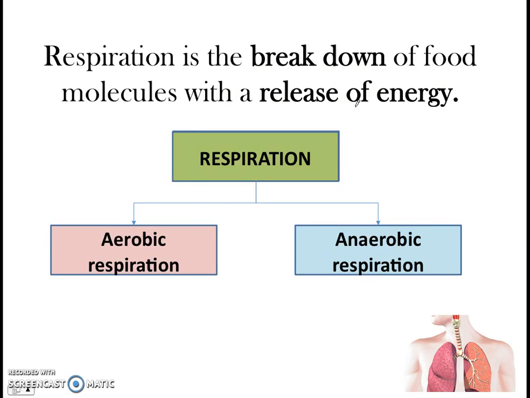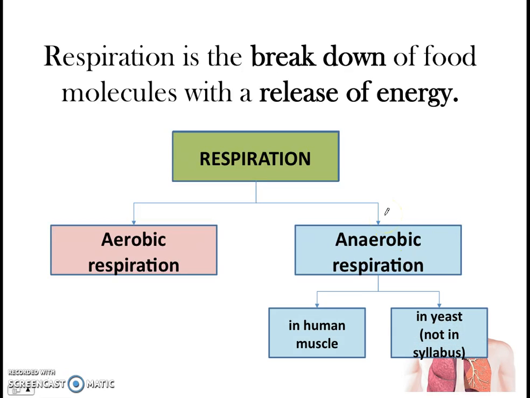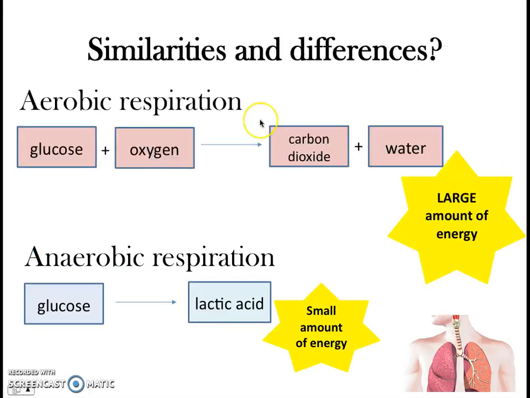Now, there are two types of respiration. There is aerobic respiration and anaerobic respiration. And we're going to see what each one of them means in just a while. Now, under anaerobic respiration, there's anaerobic respiration that takes place in human muscle. This is the important one for our syllabus. And there's also anaerobic respiration which takes place in yeast. This one we'll learn a bit, but it's kind of extra and not in our syllabus. Okay, so let's just dive straight in.